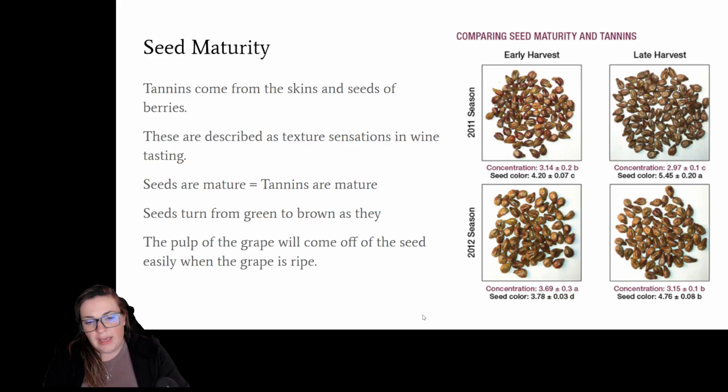So if you had picked grapes where the seeds were still green, they were not ripe, you would get some really harsh tannins in your wines, right? If the seeds are brown, they're more mature, and the tannins will be better integrated into your wine and be more pleasant tasting, right? Better mouthfeel. Also, something to note, the pulp of the grape will come off of the seed very easily when the grape is physiologically ripe, right?